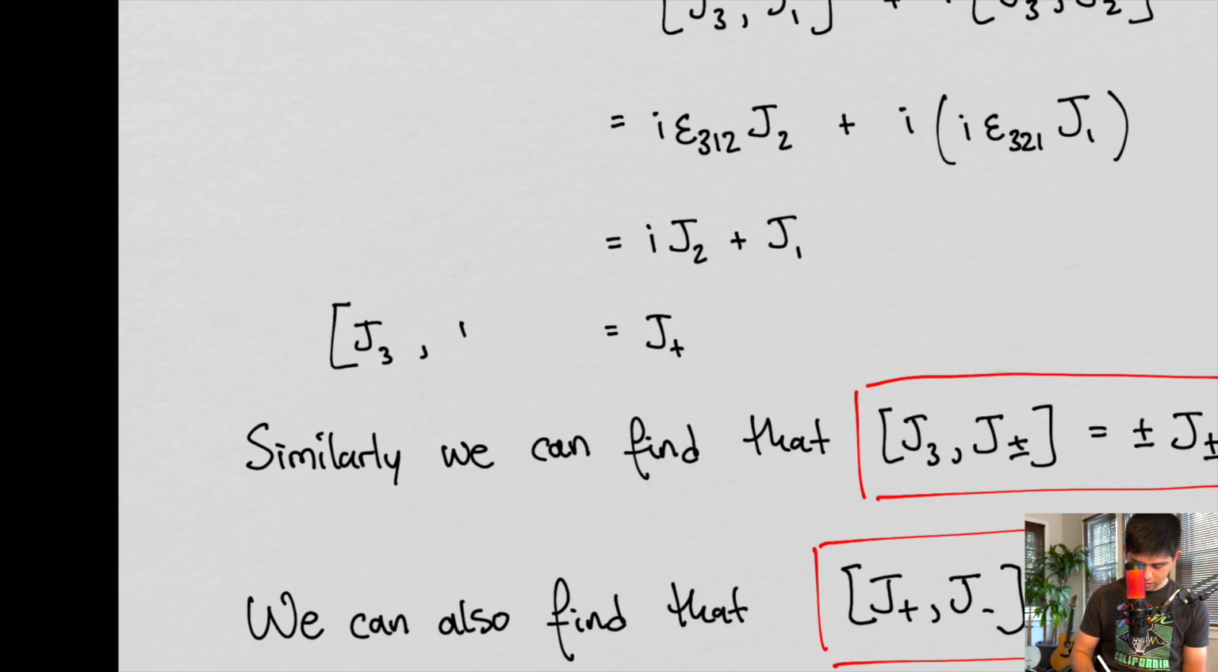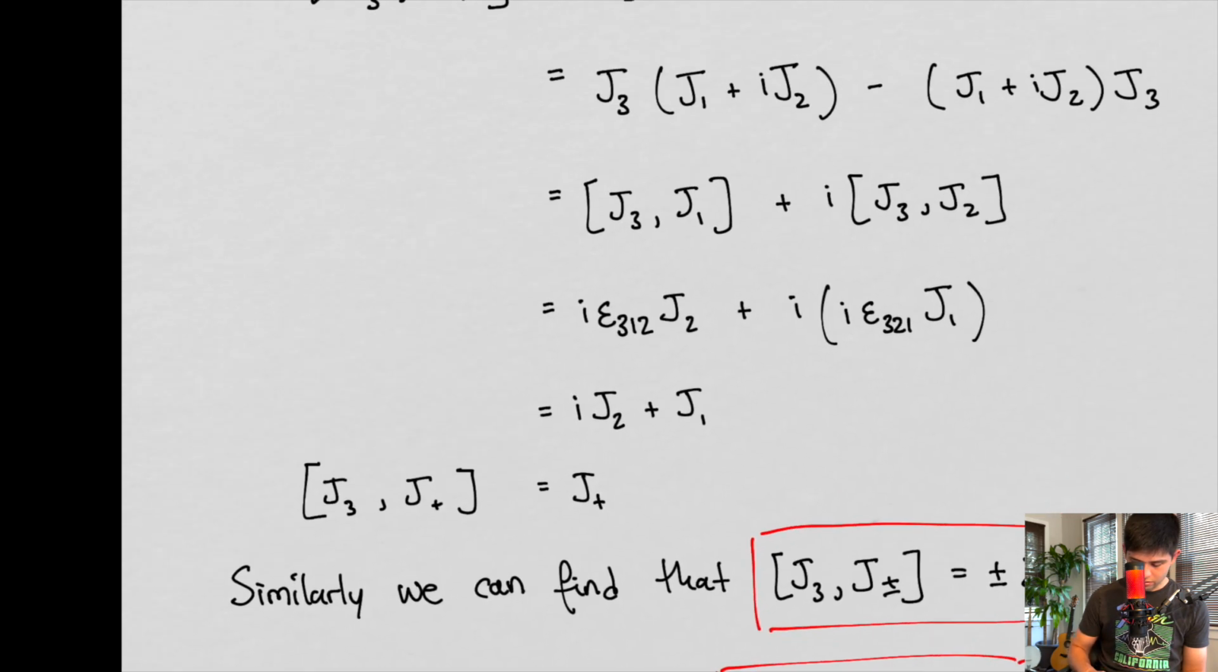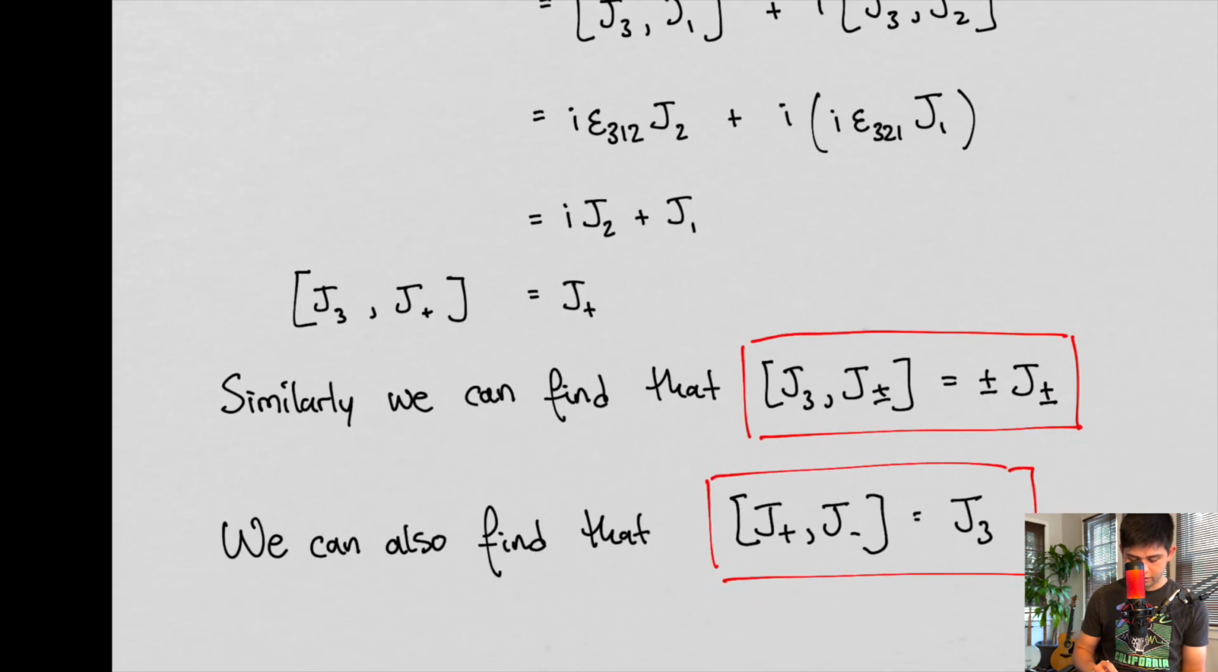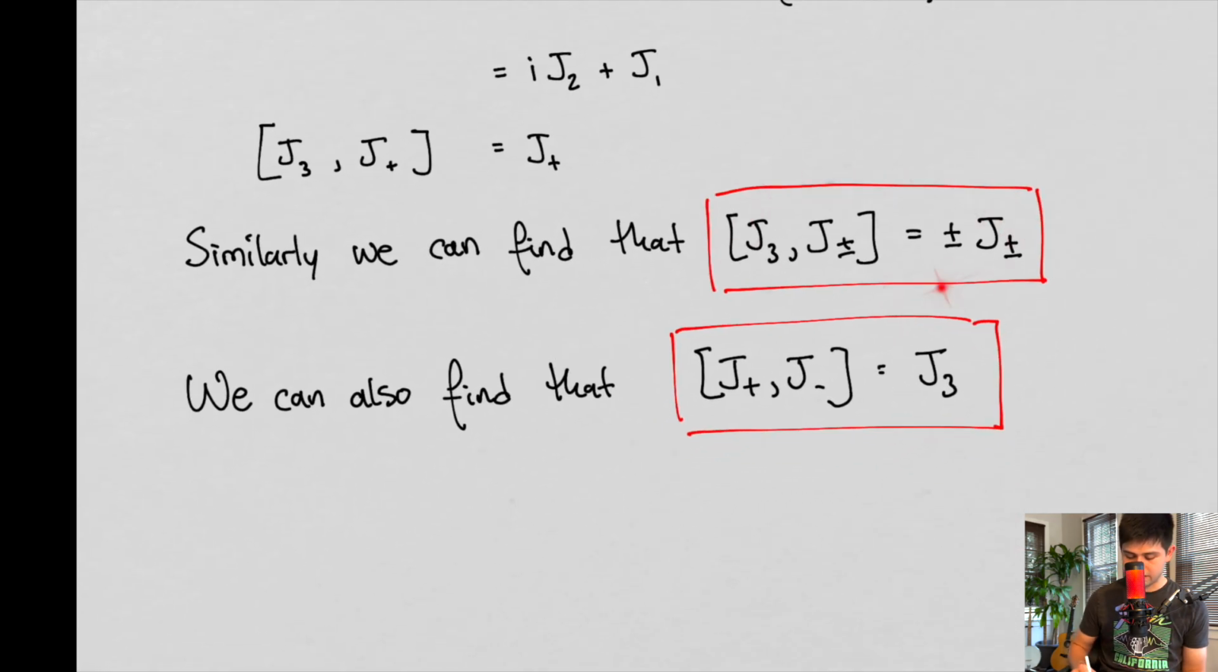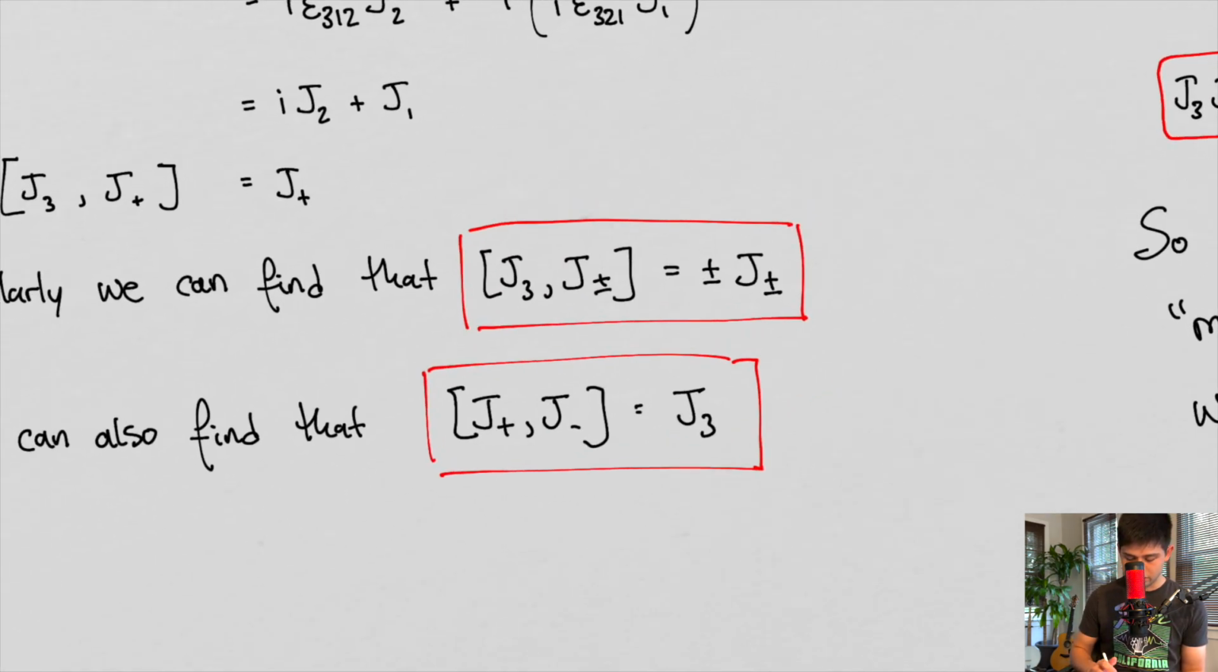J3 and J plus is just J plus, right? So the eigenvector, if you will, for this commutation relationship just gives us back J plus. We can do the same thing for J minus, and what we get is the general relationship that J3 commutated with any combination of our other two matrices, that's these two, our other two generators, will give us this relationship. All right, so this is important.